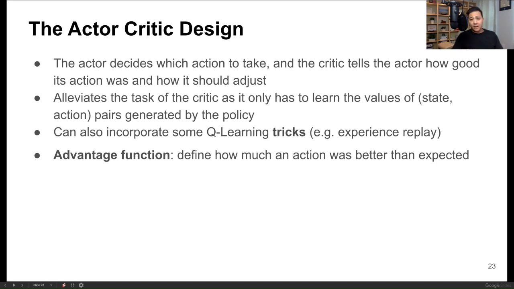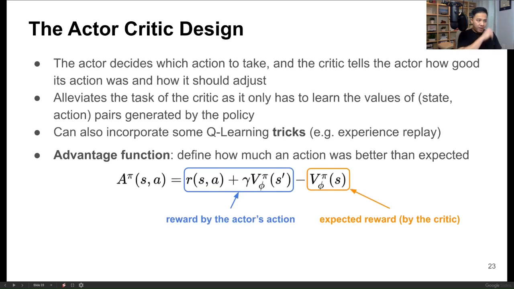There is a class of algorithms called advantage actor-critics, and they calculate the advantage function. Basically it defines how much better an action was than expected, and here's the formulation of it. And again, this is the advantage. Advantage is given by the difference between the reward by the actor's action versus the expected rewards, which is predicted by the critic. So you can think of it like the critic would say, okay, it's going to be this good, but when you evaluate it, it turned out to be much better, right? So if it's much better, then you have a positive advantage. But if it's not, then you have a negative advantage, or a disadvantage.